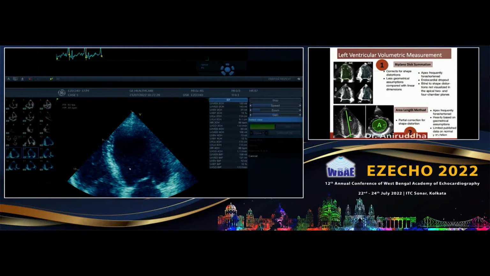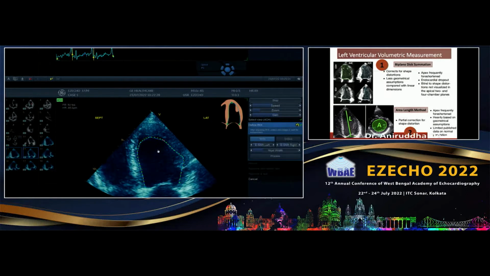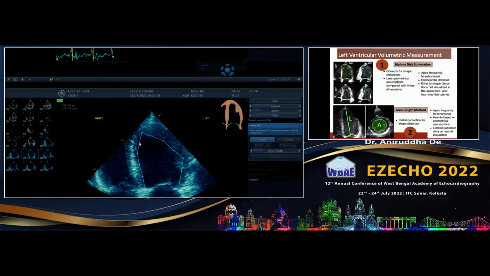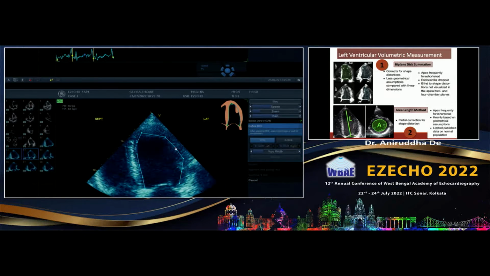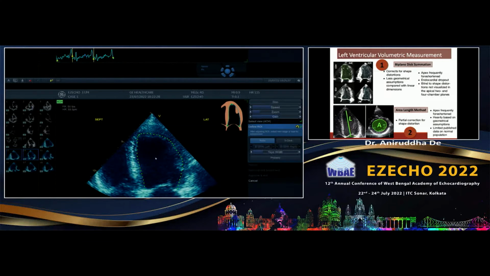And you will ask me why it is more reproducible, because there the foreshortening issue is not there, because the apex automatically comes into the 3D data set. But what is the flip side? The flip side is that your frame rates are not so great. The newer machines try to give you very good frame rates, but with the 3D data set, it is very unlikely you will go to 60 or 70 frames per second. Correct. Okay.